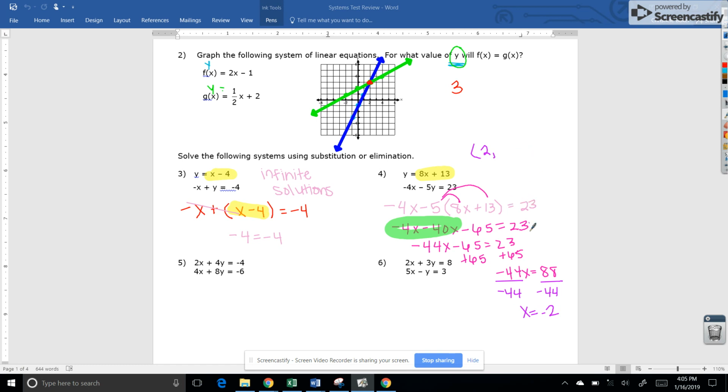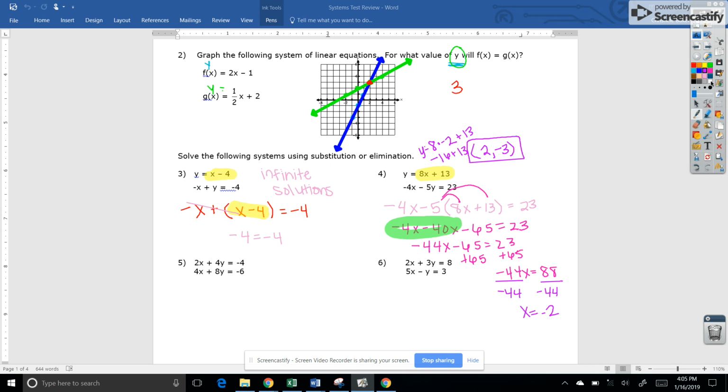To find my y value, I need to sub that back in. So I have right here, y is equal to 8x plus 13. So if I take my x and substitute with negative 2, I now have 8 times negative 2 plus 13. Negative 16 plus 13 is negative 3. And there's my solution.